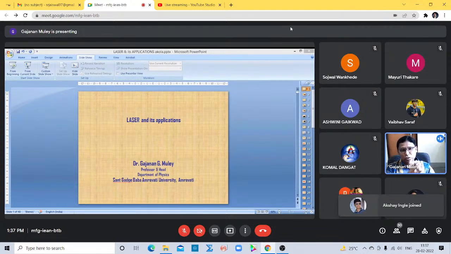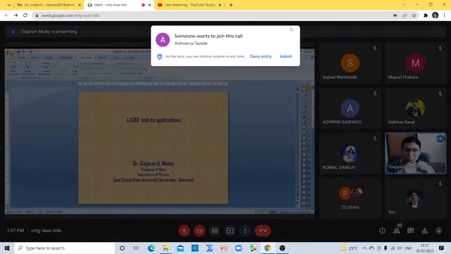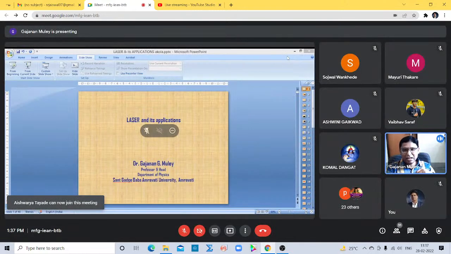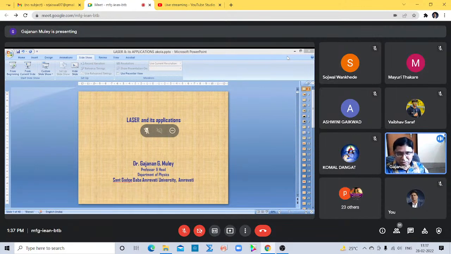Okay, so there are two kinds of emissions: spontaneous emission and stimulated emission. Spontaneous emission is the emission of a photon without any interaction with another photon, and stimulated emission is that emission which is stimulated by another photon. So in this case, there is interaction between another photon and the excited electron. So in this process, we have absorption, then spontaneous emission, and then stimulated emission.